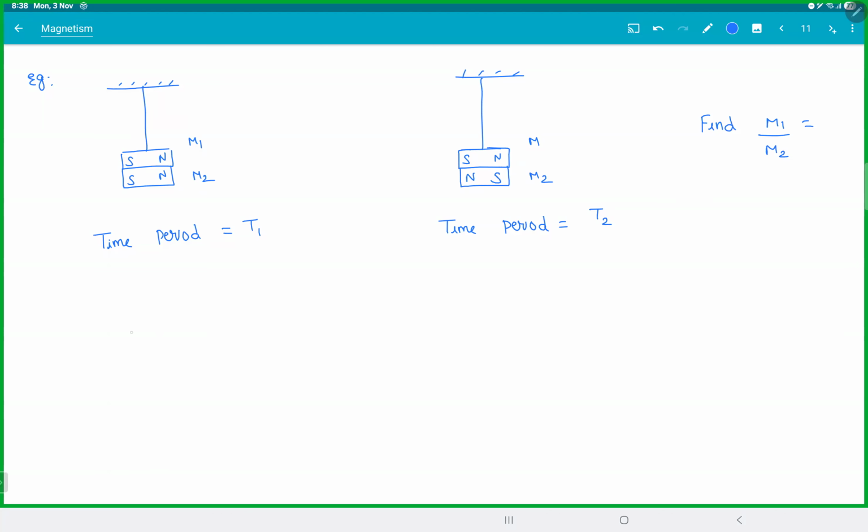So let's see the formula. T1 will be 2 pi root over, remember, moment of inertia will add up. Now, I don't know the moment of inertia, so I'll take I1 plus I2. Since it didn't say they're identical magnets, we have no idea. What about the magnetic moment? Since both are in the same direction, it will be M1 plus M2 into BH.